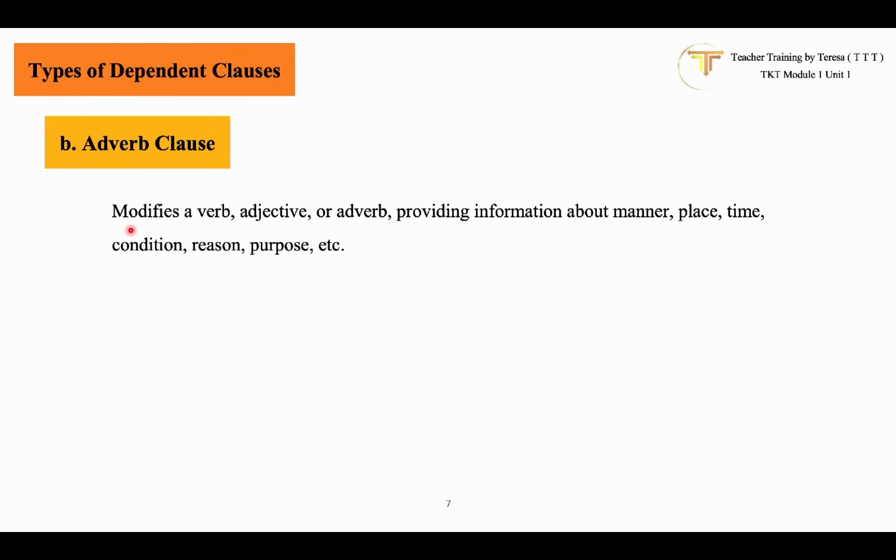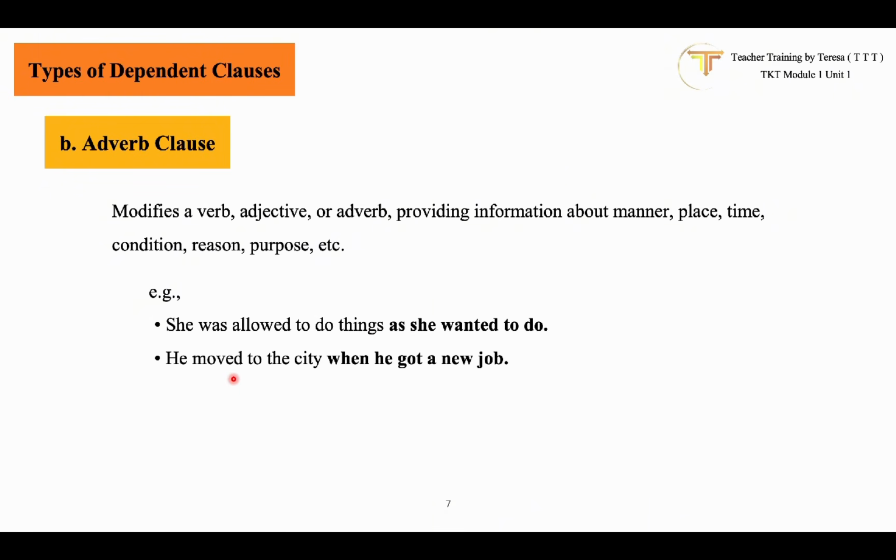B. Adverb clause: modifies a verb, adjective, or adverb, providing information about manner, place, time, condition, reason, purpose, etc. Examples: She was allowed to do things as she wanted to do. He moved to the city when he got a new job. If you study hard, you will pass the test.